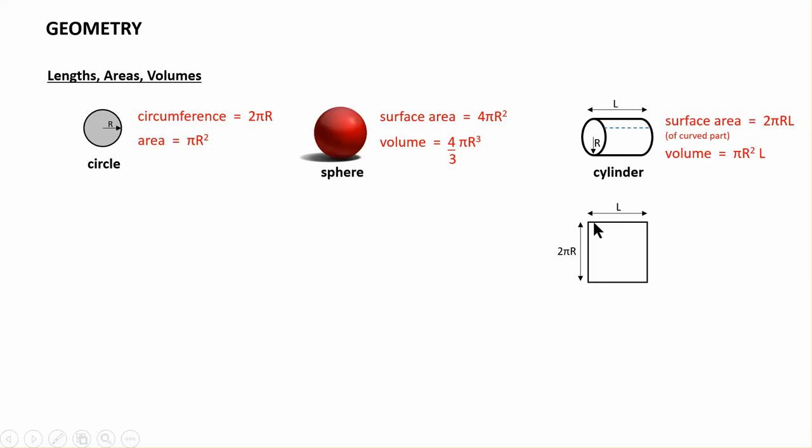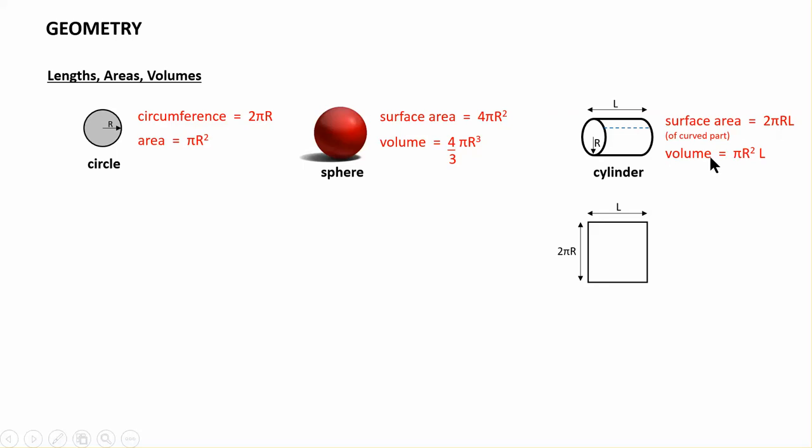You'd get a rectangular shape of length L, same length as the cylinder, and when you snip along here and unfold, the length of this side, namely this side, is just the circumference of that cylinder, 2 pi r. So you see therefore that this surface area is given by 2 pi r times L, and that's where this expression comes from.